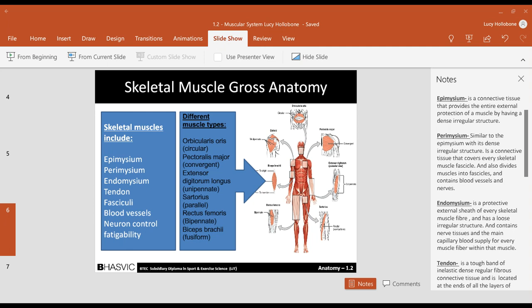There is also endomysium, which is a protective external sheath of every skeletal muscle fiber. It has a loose irregular structure and contains nerve tissues and the main capillary blood supply for every muscle fiber within that muscle.